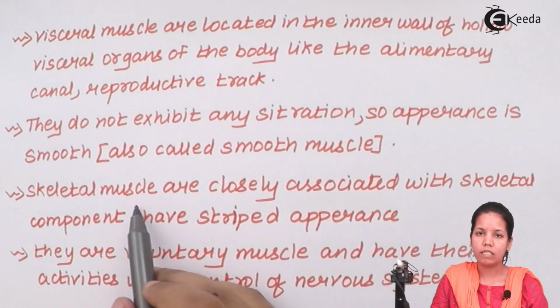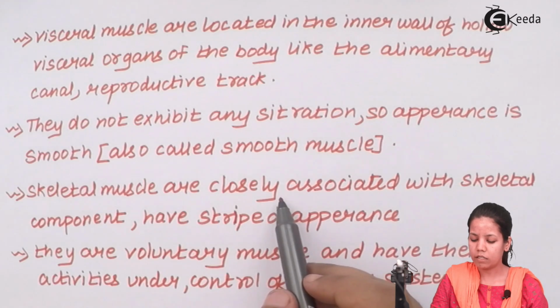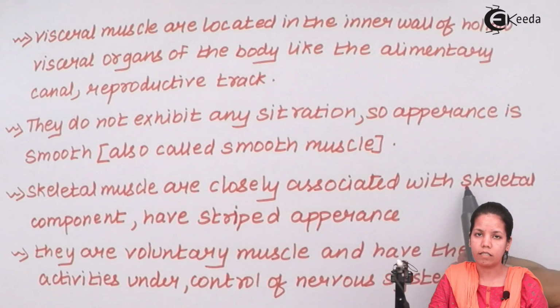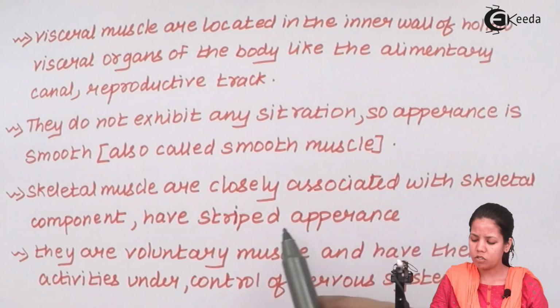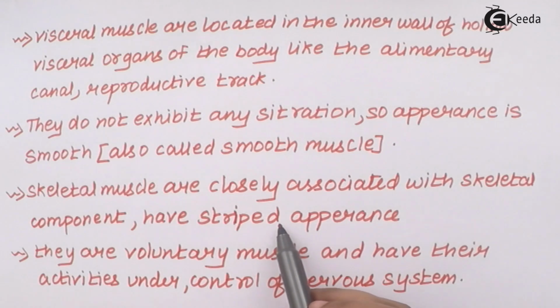The third type, your skeletal muscle. Now, skeletal muscle could be said as a major component of your body. Skeletal muscles are closely associated with your skeleton system, the entire framework of your body. They have a striped kind of appearance. You could simply say that they are striated.